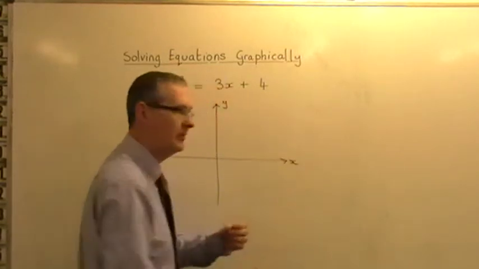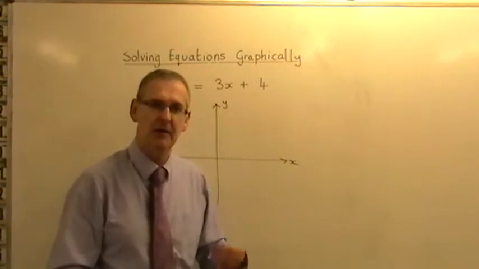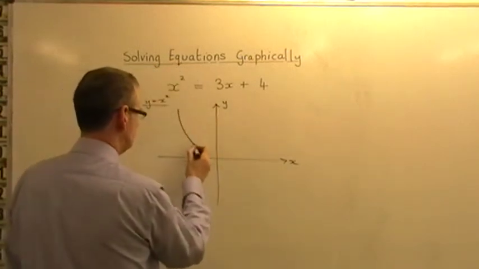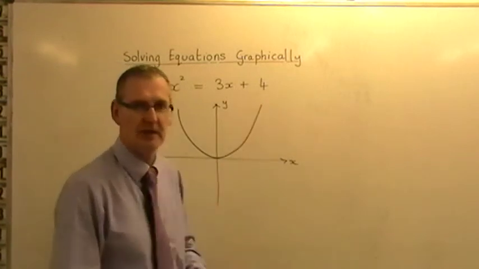Now obviously you would be setting up a table of values, you'd be plotting the points accurately on an accurate scale, and you'd get a perfect U shape, something like this, in that sort of position. So that's y equals x squared.